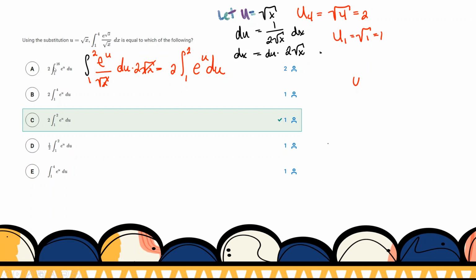It looks like we found the wrong limits of substitution here, and we didn't take the limits of substitution here. So be careful when you're solving these problems.